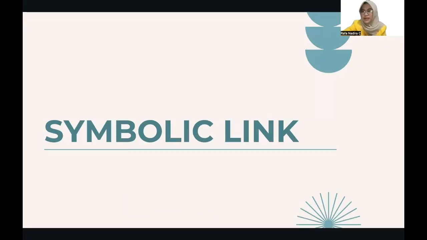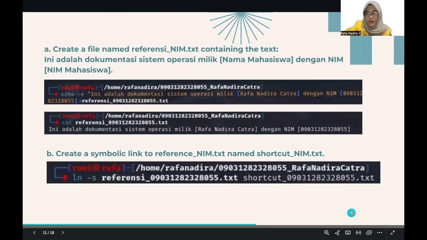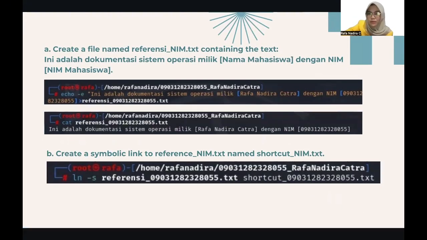Fourth is symbolic link. A symbolic link works like a shortcut in Windows, allowing access to a file under a different name. And then these are the questions. A. Create a file named referensi_name.txt containing the text: Ini adalah dokumentasi sistem operasi milik nama mahasiswa dengan NIM mahasiswa.